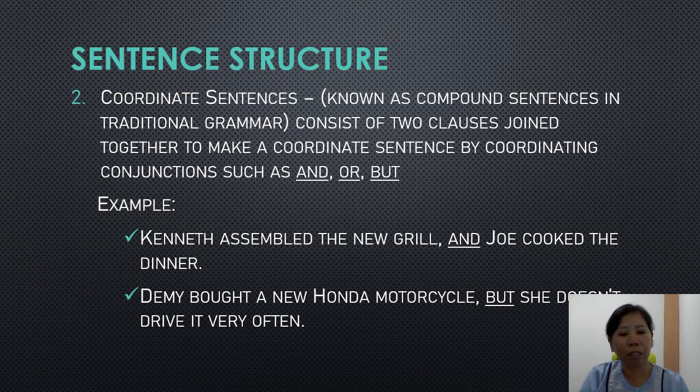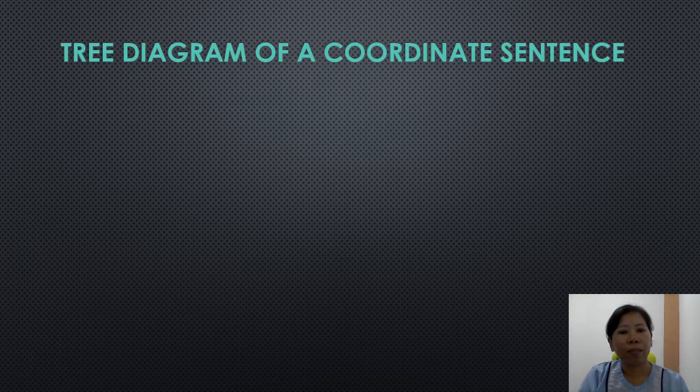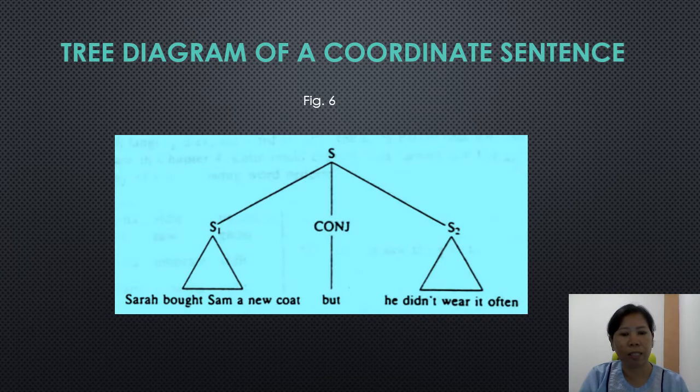The second example is Demi bought a new Honda motorcycle, but she doesn't drive it very often. We can see here the first sentence is Demi bought a new Honda motorcycle, and the second sentence is she doesn't drive it very often. You will see here the conjunction but that combines the two sentences together in the first and second examples. Let me show you a tree diagram of a coordinate sentence.